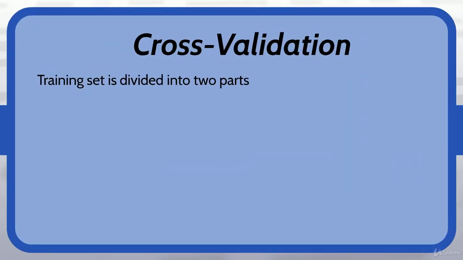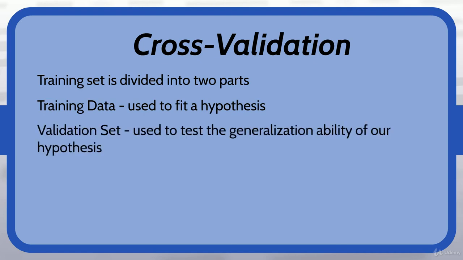So this brings us into the process of cross-validation. We are going to divide our data, the data that we have, into two parts for this process. The first part is going to be the training data, and we're going to use that to fit a hypothesis. And then on the flip side of that, we're going to have the validation set, which is going to be used to test the generalization ability of our hypothesis.